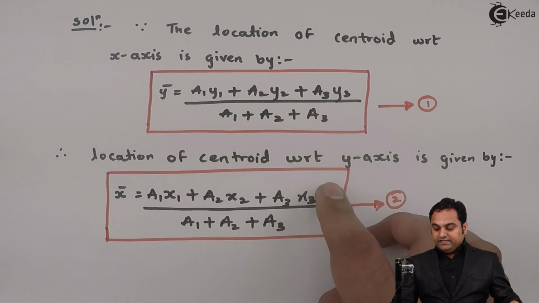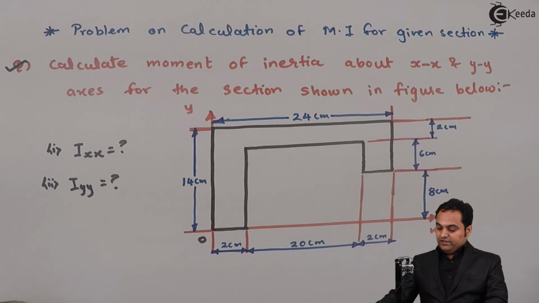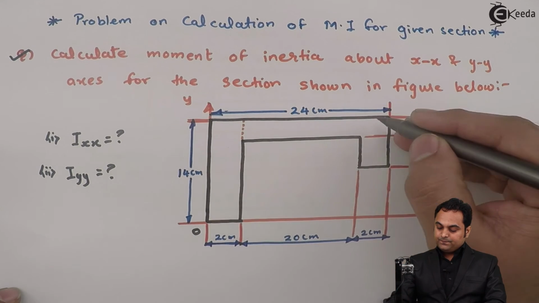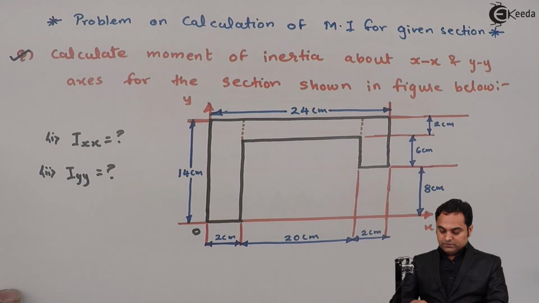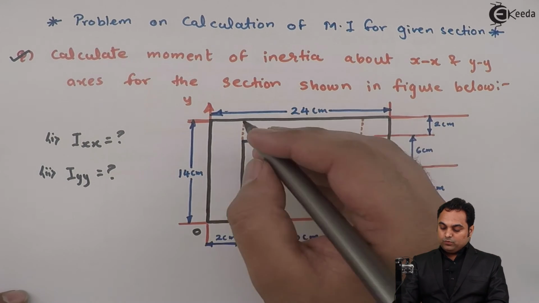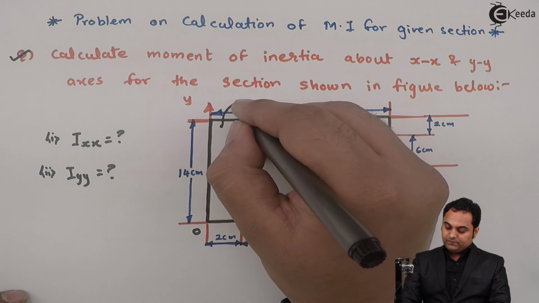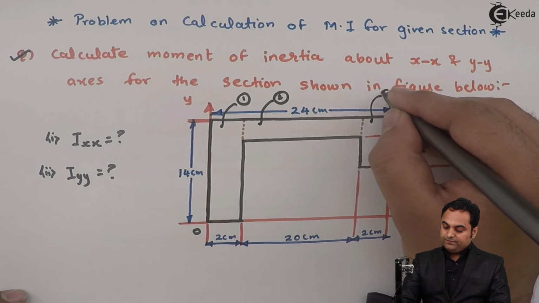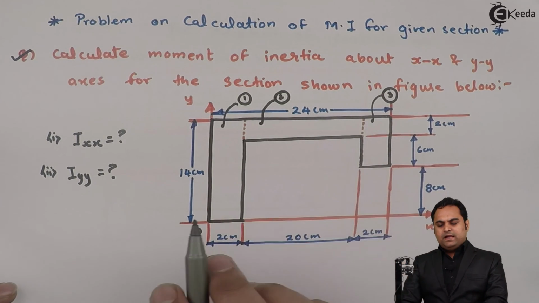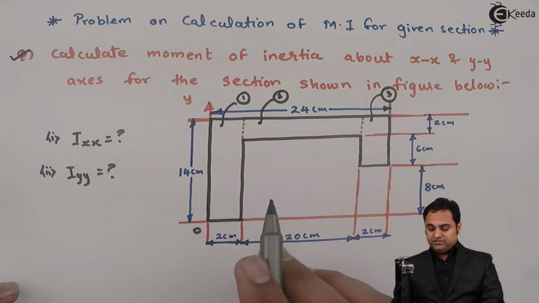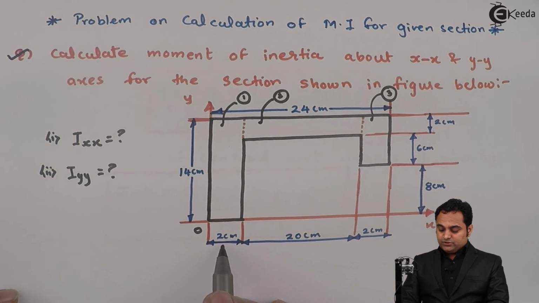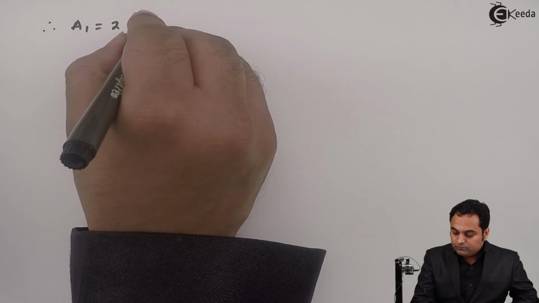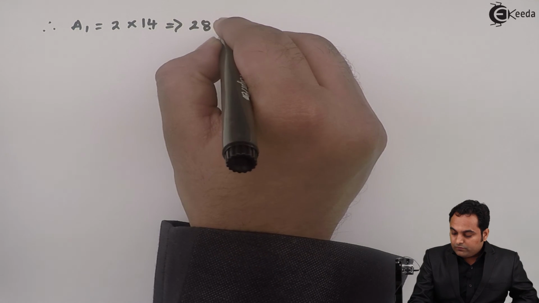Now to calculate x bar and y bar, we need to divide this figure. So I will divide this into 3 rectangles. Here this would be rectangle number 1 for us, this would be the second rectangle, and here we have the third rectangle. So 3 different rectangles, and now we need to find the values of 3 different areas. For rectangle number 1, the area is 2 into 14, that is 28 square centimeter.